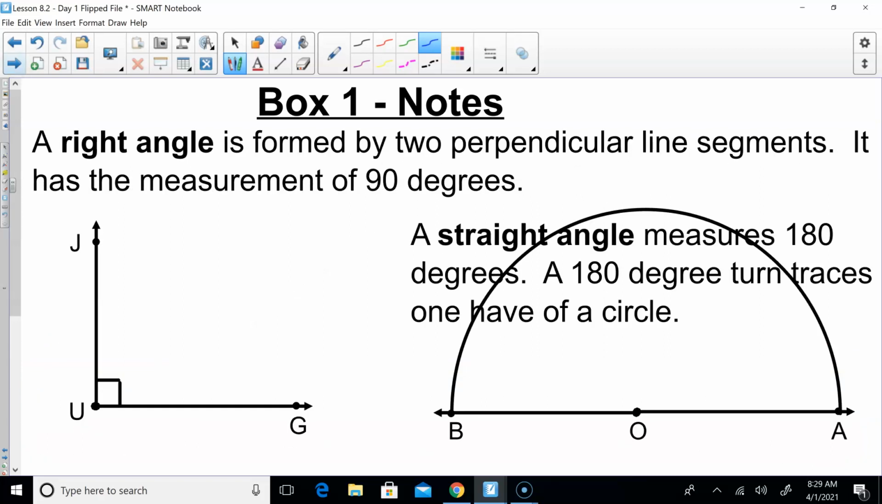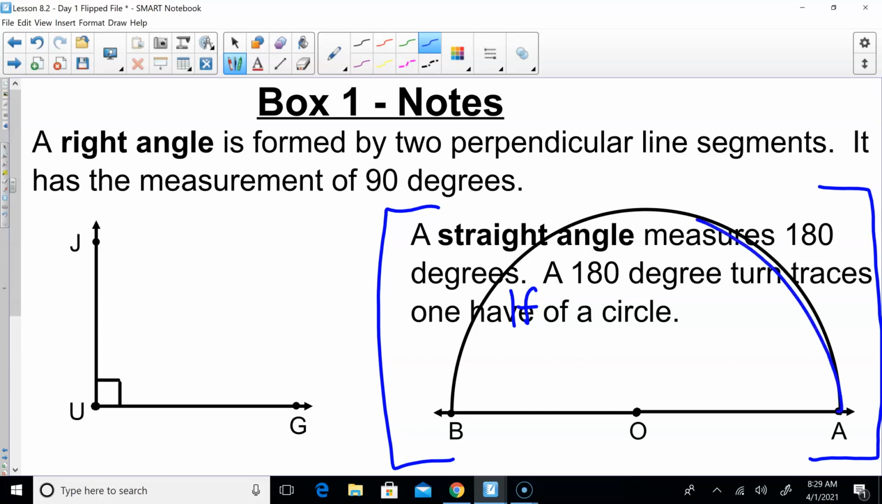Another thing we want to add right here, we talked about a right angle already, but we want to add this one to our notes, a straight angle, which seems kind of weird that you have a straight angle, but a straight angle measures 180 degrees, like a straight line. A 180 degree turn traces 1/2 of a circle. So that's how big a straight angle is. It's 180 degrees, it's half a circle. So a line, if we start on one point, go all the way to the other, we have a 180 degree angle or half a circle. So you can pause down, write that one to add that to your list.